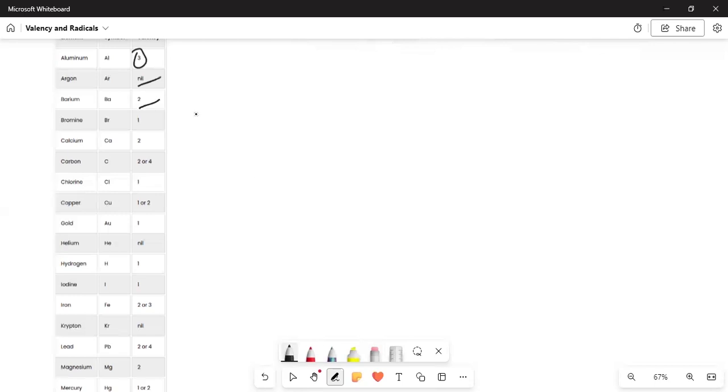And barium, the valency is 2. It has 2 electrons in the outer shell. Then bromine, the valency is 1. Calcium, the valency is 2. Carbon has variable oxidation number, either 2 or 4. Then chlorine is 1, copper is 1 or 2, gold is 1, helium is nil.